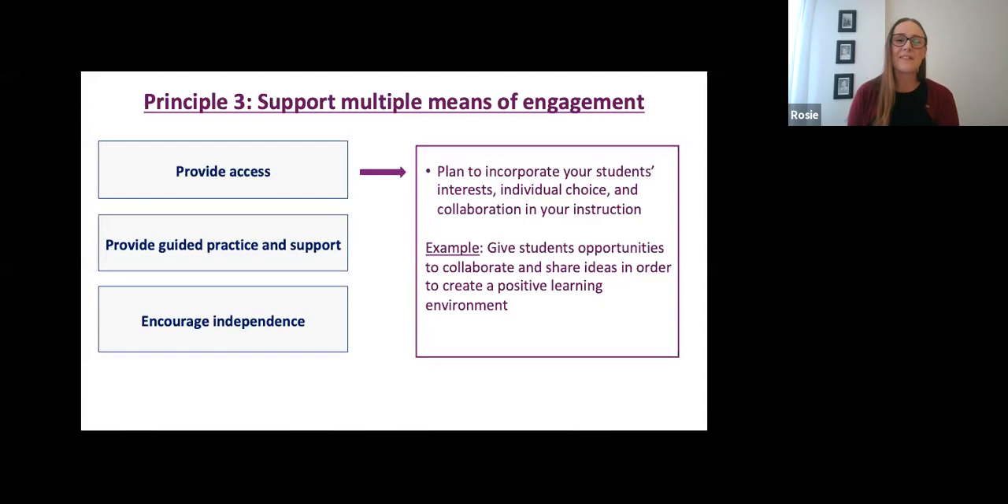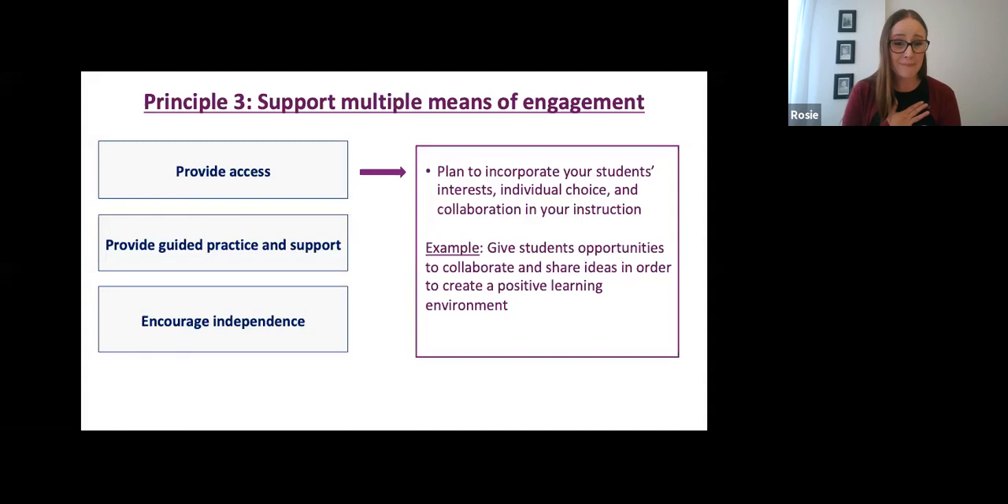We're going to talk about supporting multiple means of engagement. So do you remember when we were talking about how we need to motivate our learners and get them to buy in or invest in their learning? So we need to think about ways we can incorporate our students' interests, individual choice, and help them learn how to collaborate. Now, part of the reason I want to focus on collaboration in this part is because we live in the 21st century and we have to develop 21st century skills, which means we need to build resilient, smart kids who can overcome challenges that we cannot even dream of, right?